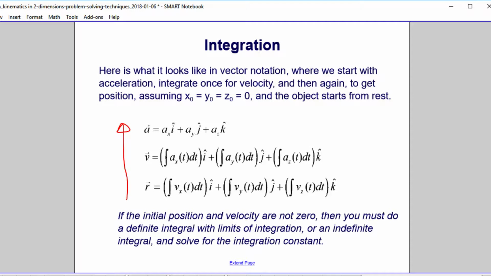The previous slide took you from position, the r vector, up to velocity, then acceleration through differentiation. Now we're going to go the other way. We're going to use integration. We're going to start with the acceleration vector, and then we're going to move down this way by subsequent integrations.